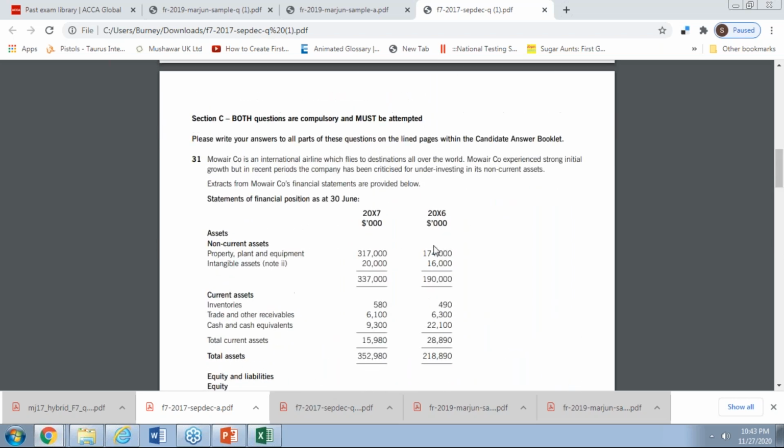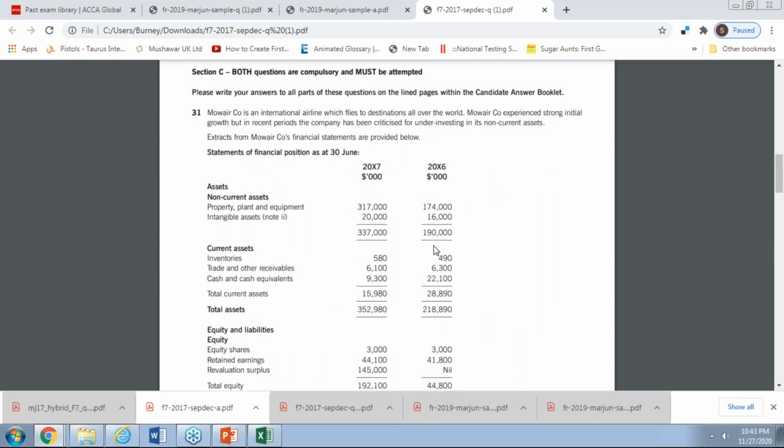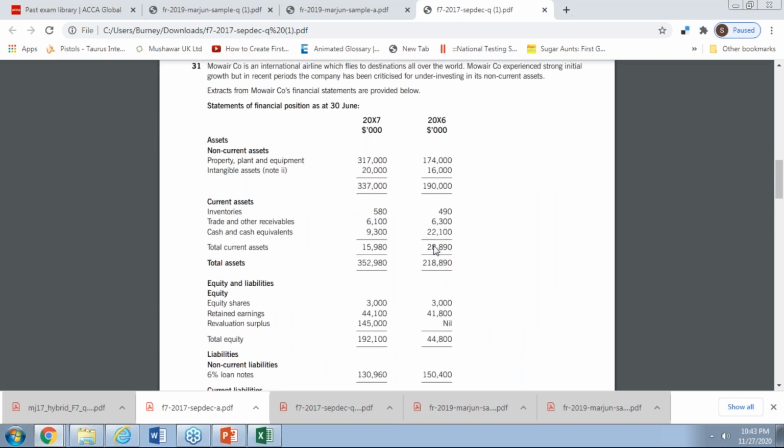Okay. Sector average, non-current assets 2006 and 2007. This is the interpretation of a single company. Property, plant and equipment went from 174 to 317. The company has invested heavily in property, plant and equipment, but it was criticized that it is not investing. Intangible asset value has increased from 16,000 to 20,000. Inventory has increased from 490 to 580. Receivables have slightly decreased. Cash has substantially decreased.